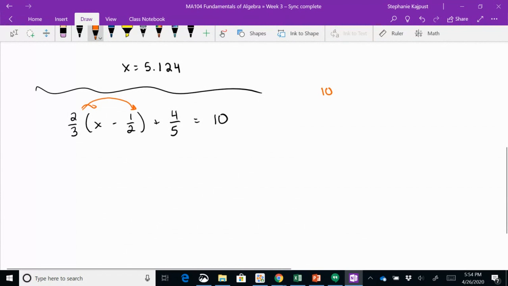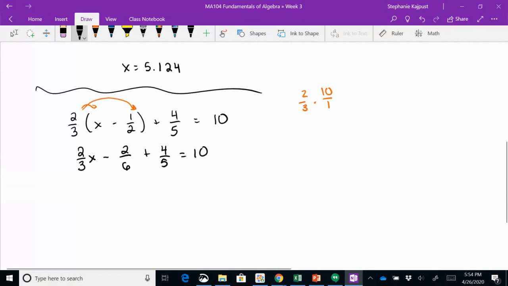If you have a whole number, you would turn that whole number into a fraction. Let's say I was multiplying 2/3 by 10, I would do 2/3 times 10 over 1, and then I would multiply straight across. So I first distribute 2/3 times x, so that's going to be 2/3 x, and then 2/3 times 1/2. I'm going to have a minus there, so we're going to have 2 times 1, which is 2, 3 times 2, which is 6, then plus 4 over 5 equals 10.